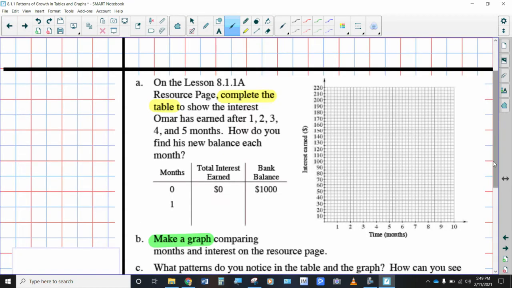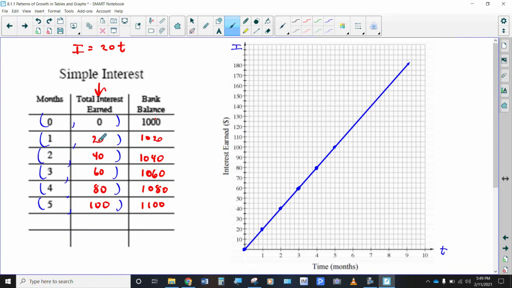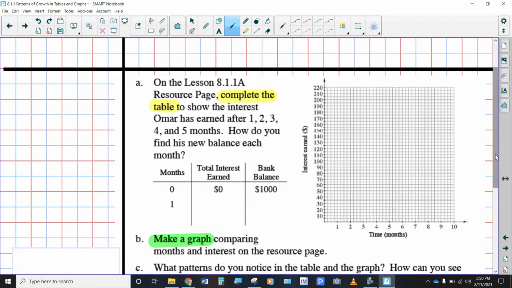What else do we have to do here? It says, what patterns do you notice in the table and the graph? How can you see each pattern in the other representations? We do see a pattern of growth. This is increasing by 20 every single time, and so is this. That is a slope ratio of going up 20 for every one that you go to the right. So the slope ratio is equal to 20 over 1. The growth rate, the amount of interest earned in this case, is the slope of the line. I think that pretty much covers it as far as patterns go.